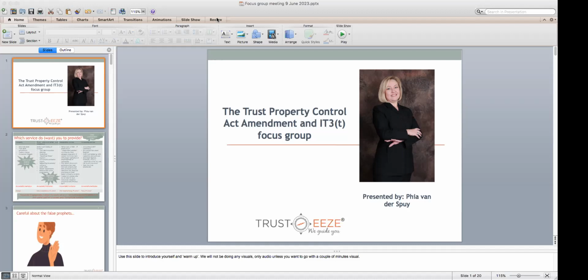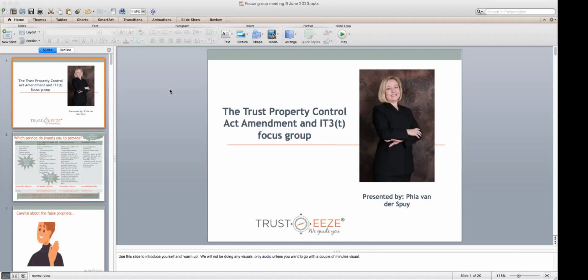Some of us are still battling with a lot of practical stuff, so that is the purpose of this session. Today we are specifically going to focus on the FIC flavor changes that we are encountering as trust service providers, accountants, independent trustees, etc.